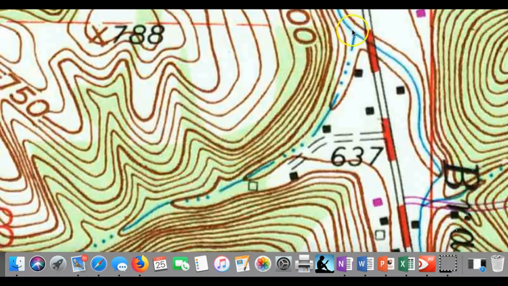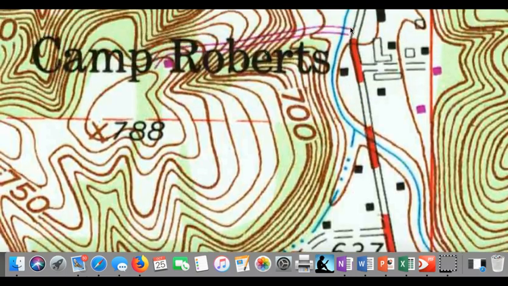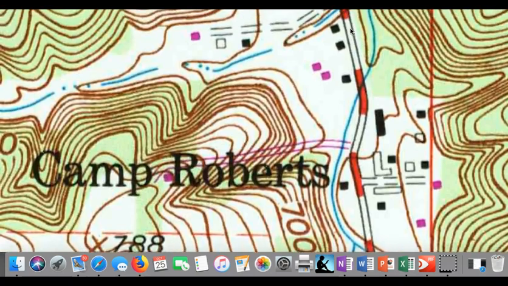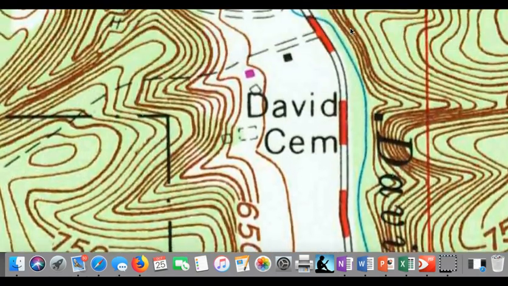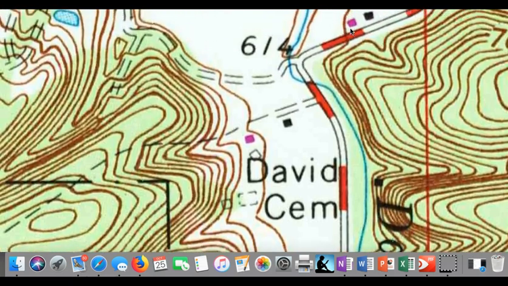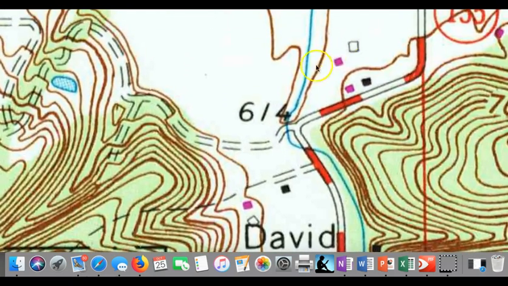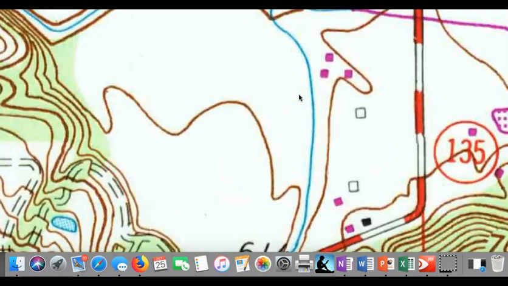Now, this other stream, let's see if we can figure out which way it flows. Looking for more contour lines and I'm not seeing very many. It implies that it flows in this direction, a northerly direction.